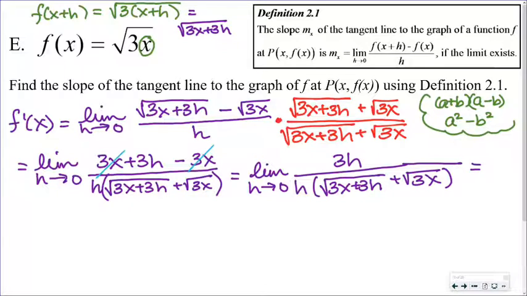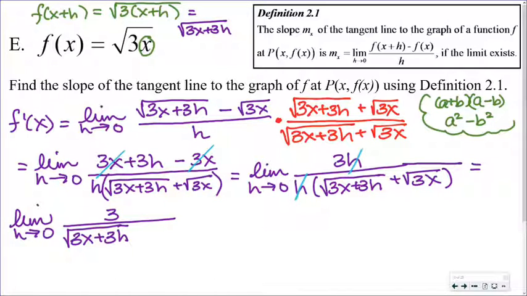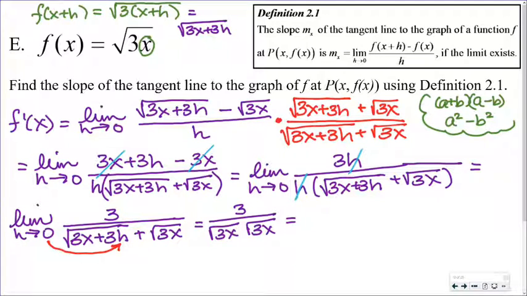So now I have, with my h's canceled, the limit as h approaches 0 of 3 over root 3x plus 3h plus root 3x. And now I can actually evaluate the limit and plug 0 in for h. And I'm going to get 3 over root 3x plus root 3x, which is 3 over 2 root 3x. Now, this can be simplified because I have a 3 and a root 3.